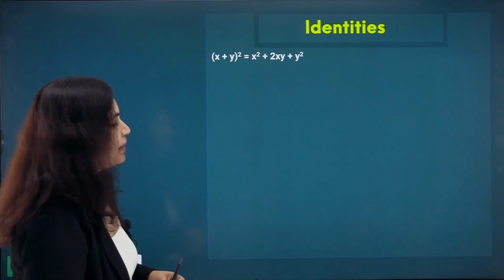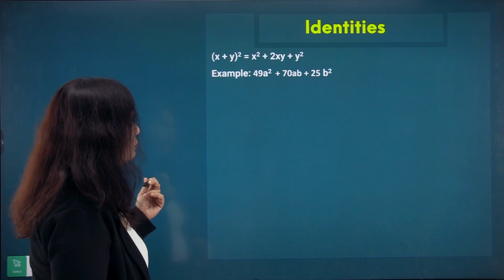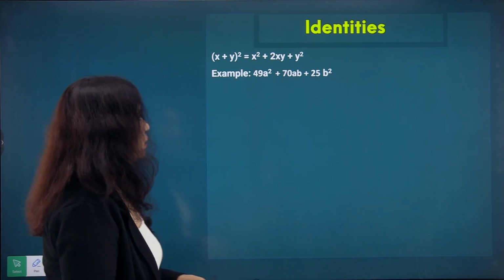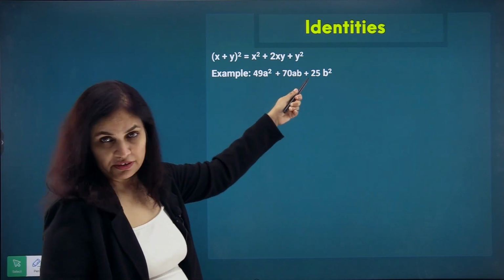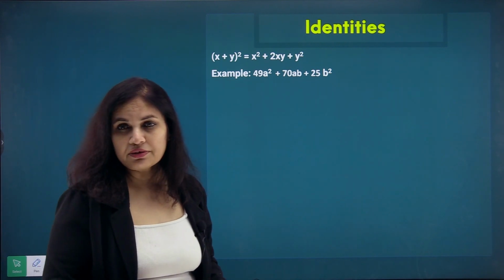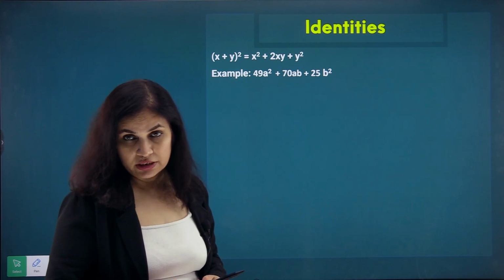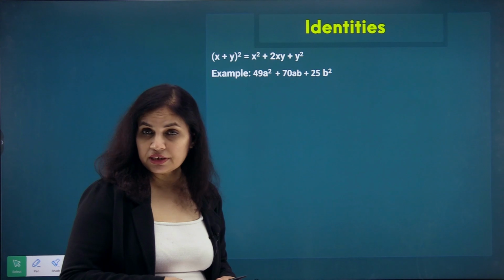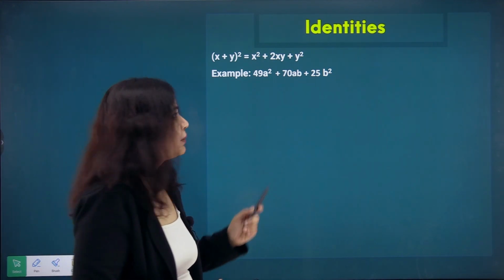Moving to the identities one by one, we'll learn how to use them in factorizing a polynomial. Suppose we have 49a² + 70ab + 25b². Since it's a quadratic polynomial, you may say that we can factorize it by middle term split. But if we know the identity, we can quickly do it. How do we identify whether we can use an identity here or not?